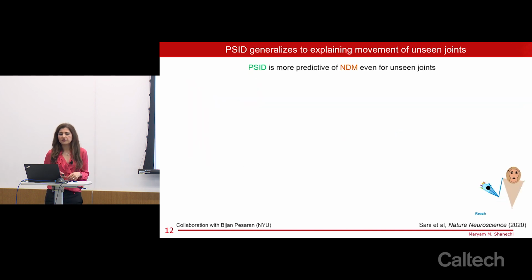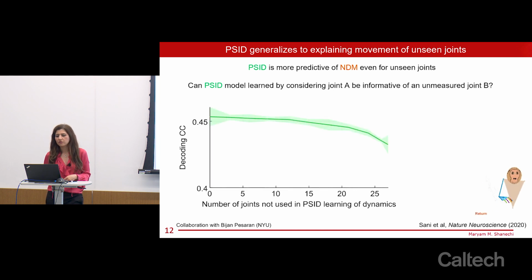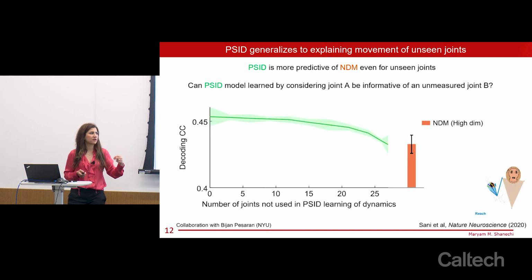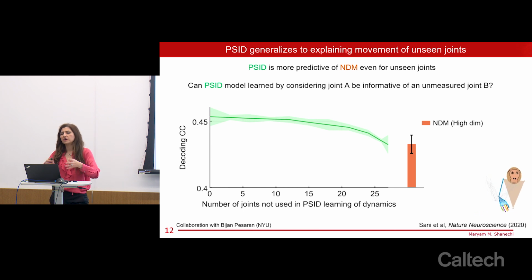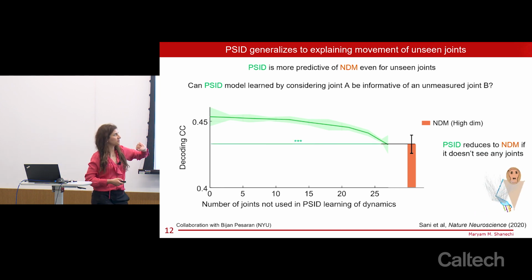Now, another interesting result that I wanted to show you is that PSID can do better decoding of behavioral dimensions that are actually unseen in the training data. For example, here I have 27 joint angles. What I can do is I can drop some of these joint angles from my training set, train PSID on the rest of the joint angles, and then ask, okay, the unseen joint angle, how well are those decoded compared with NDM? And I'm showing you the decoding of unseen joint angles. And you can see that PSID does better even for the unseen joint angles.